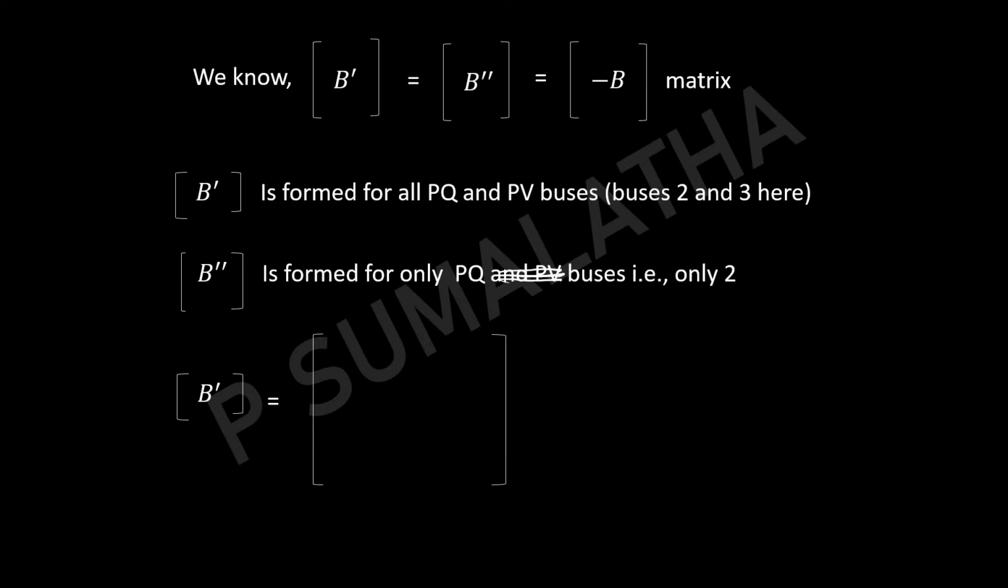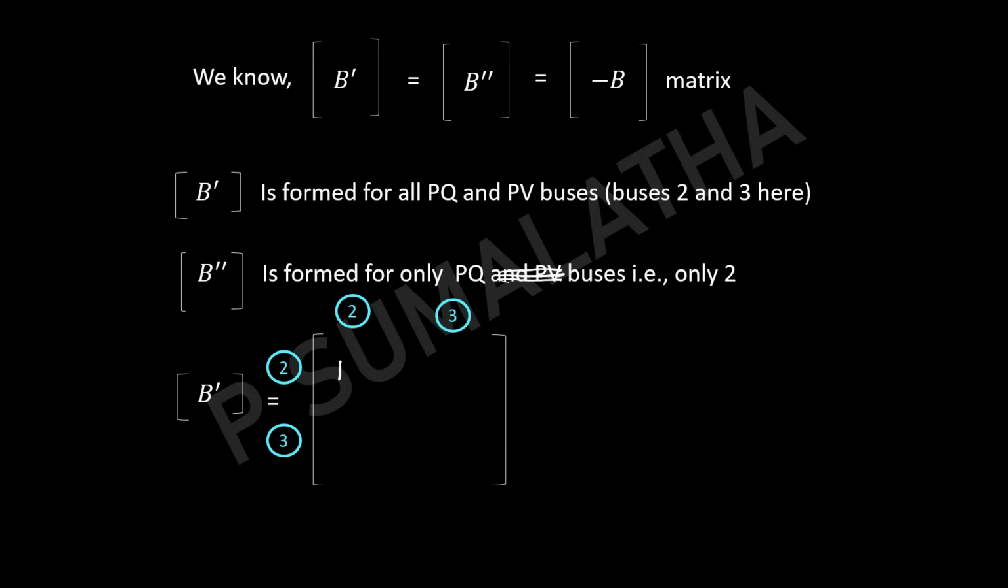So as I said, it will be formed for buses 2 and 3. So the dimension of the matrix will be a 2 by 2 matrix. Now how do we form this B prime matrix? You just go back to the Y bus matrix and get the corresponding values.